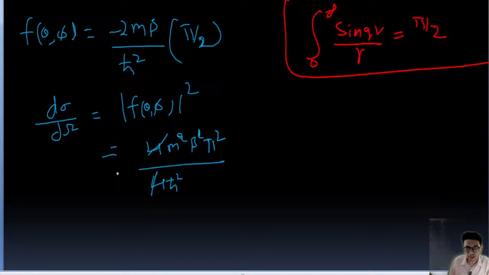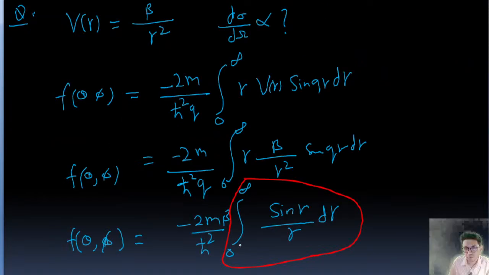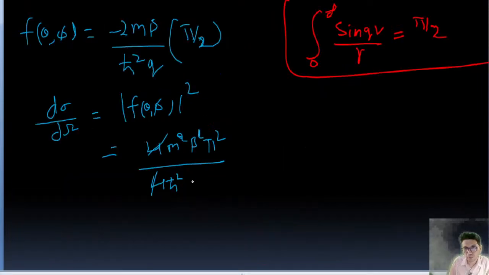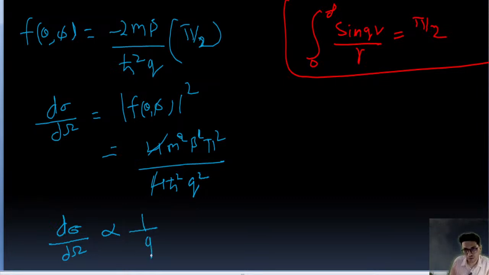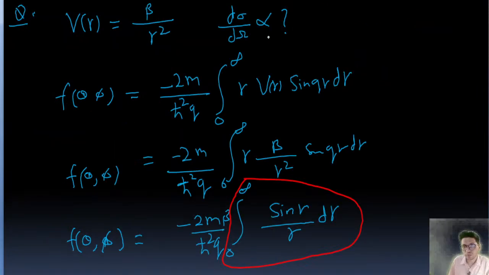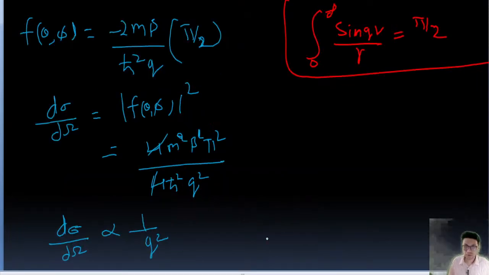4 will get cancelled, and this is h cut q, guys, right? So h cut q is q square. So d sigma upon d omega, from here, you can see, is proportional to 1 upon q square. That's what we need to find out. This is proportional to 1 upon q square. This is the answer, guys.